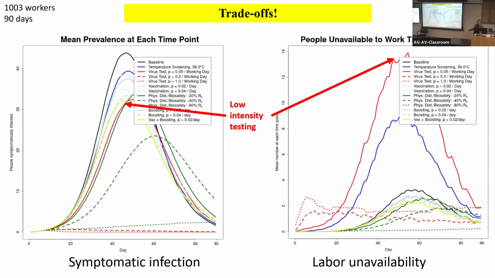So I'll prevent almost all symptomatic infection. And I'll actually do pretty well because I'm reacting very quickly. I will not have many people unavailable to work. So this is this scenario.